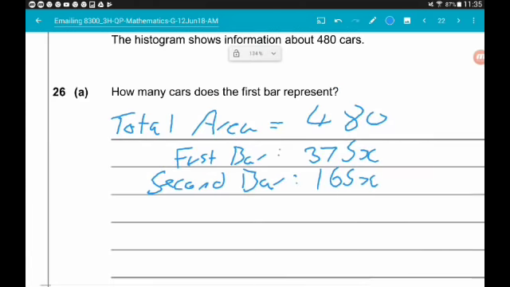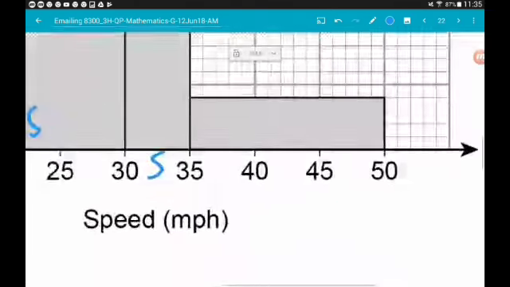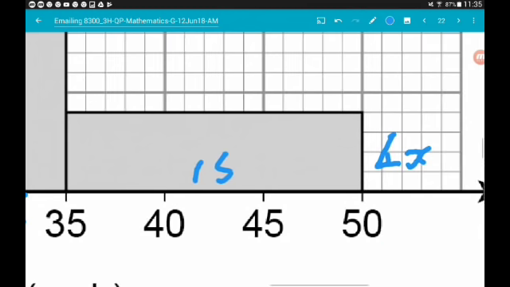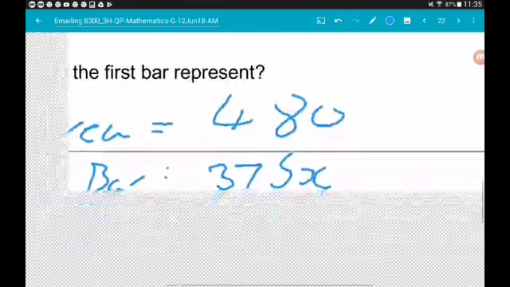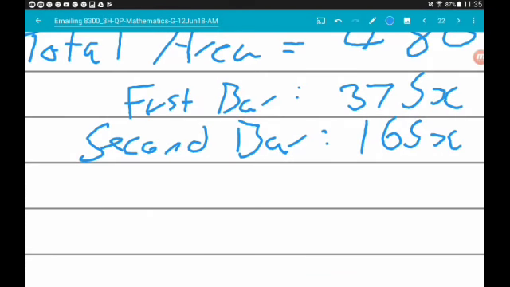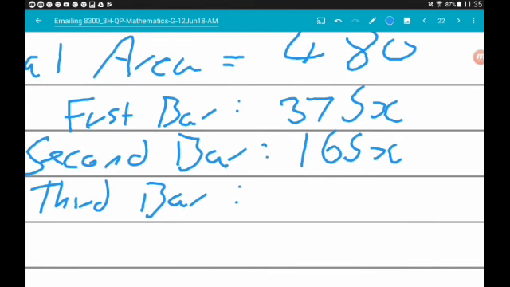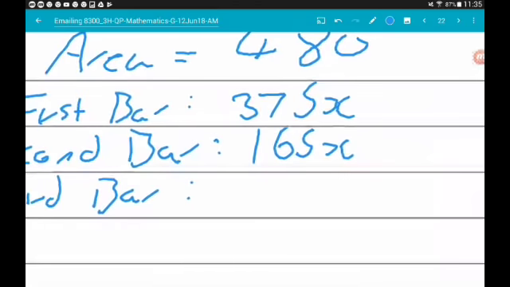And then for the third bar, the height here is 4 little squares, so 4x, and the width is 15. So the third bar has an area of 15 times 4x, which is 60x.